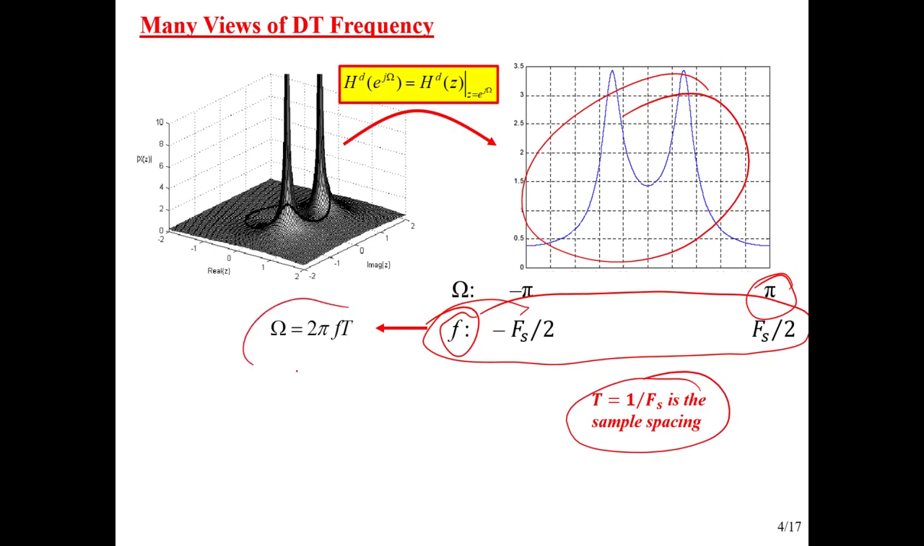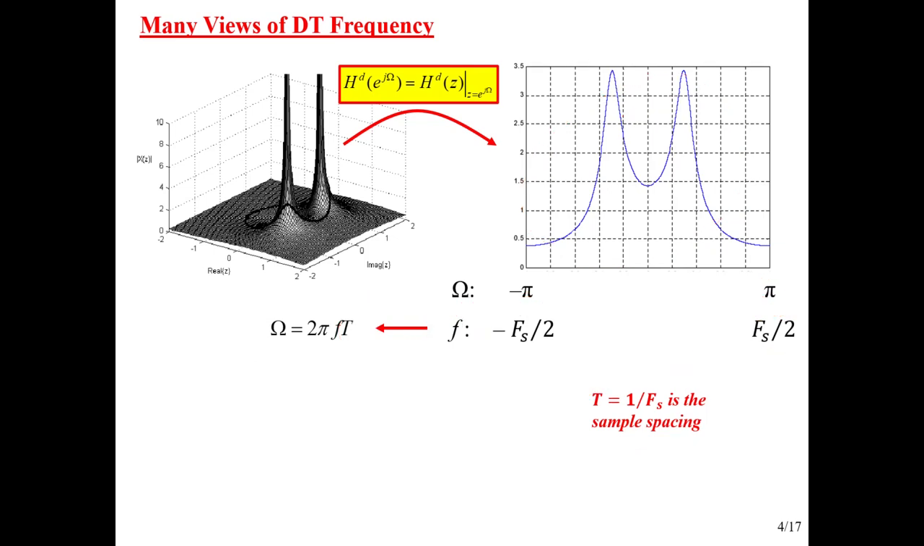And here's the mapping. We could write this in terms of little f over fs if we wanted to write it that way, but it's convenient to write it for this view right now in terms of capital T. But really, that's nothing more than just remembering that pi maps to fs over 2.